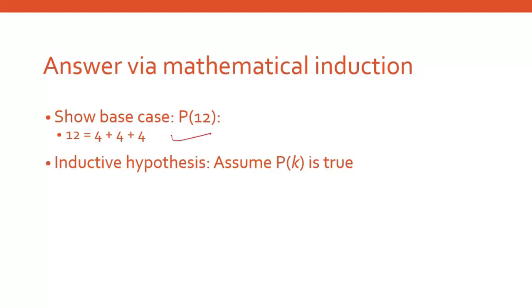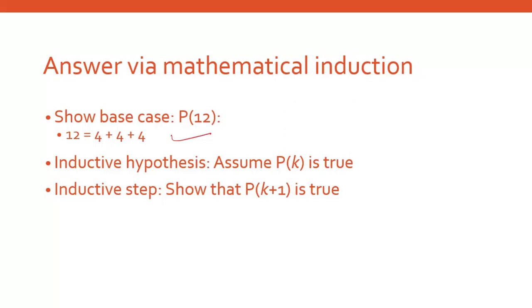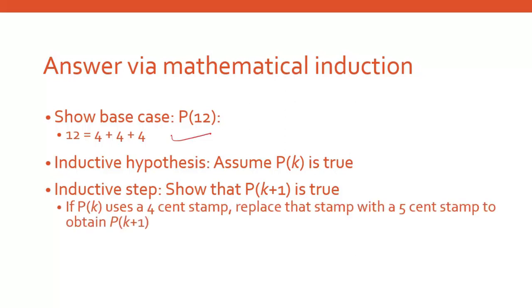Now the inductive hypothesis is that P of k is true. Now we have to show it for k plus 1. If P of k uses a 4 cent stamp, then the amount k plus 1 can be easily formed by replacing the 4 cent stamp by a 5 cent stamp. Suppose k is any value that uses a 4 cent stamp, then k plus 1 can be easily formed by replacing this 4 cent stamp by a 5 cent stamp.